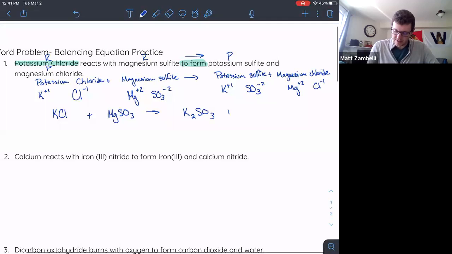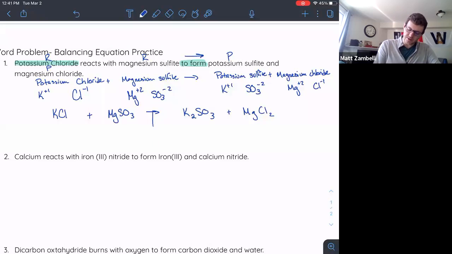MgCl2, perfect. This time we need 2 chlorines to balance out the charge of our magnesium. All right. Now we need to balance our equation. We're going to draw our line going down.